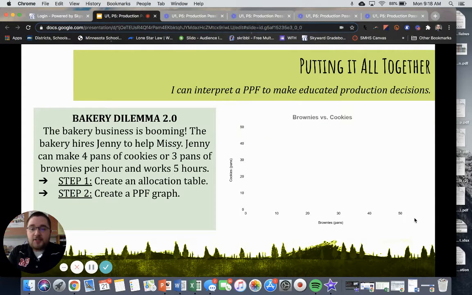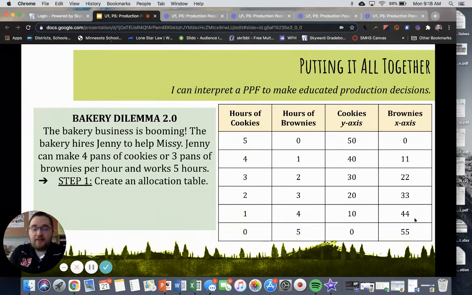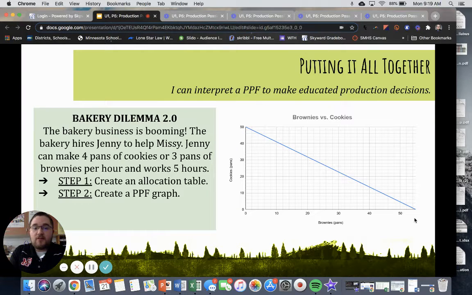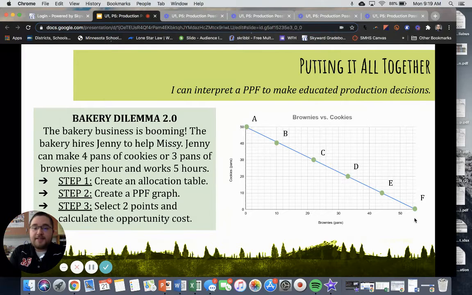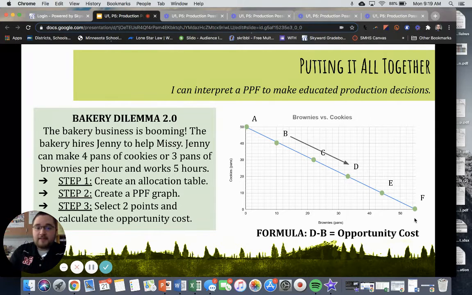Our next step, again, is to create a PPF graph. So I'm just going to take select points from my previous allocation table and graph them, and then I'm going to label them A through F, just like I did in the past. And I'm now going to select any 2 points to calculate the opportunity cost, moving from one point to the next. So I selected in this example to move from B to D. What's the opportunity cost of doing that?